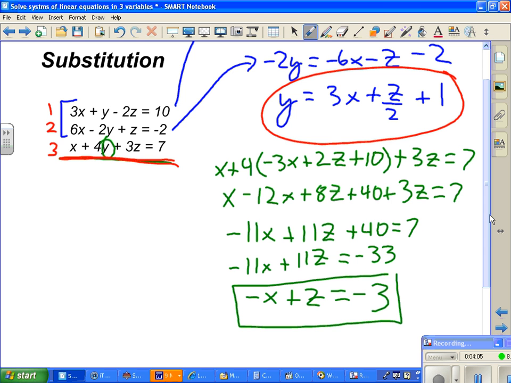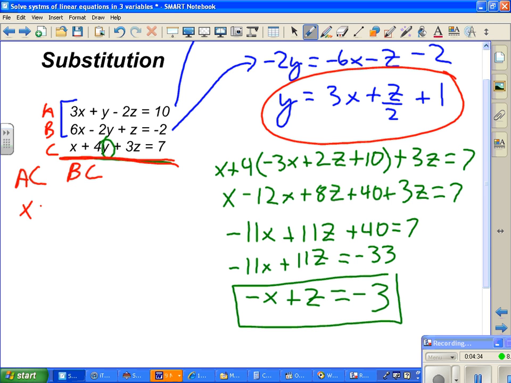If I label these equations, let's not do 1, 2, 3, let's do A, B, C. I need to substitute the same variable in with a different combination. Well, I used A and C, so now I'm going to use B and C. That's a different combination, so it's going to end up with a different equation when I'm done. Let's just go through it so you can see.